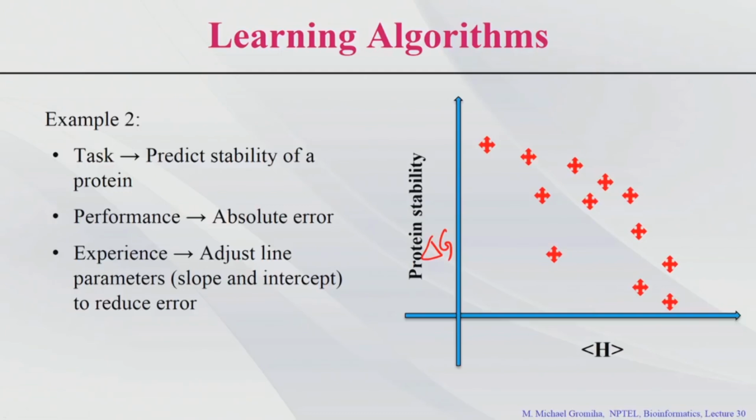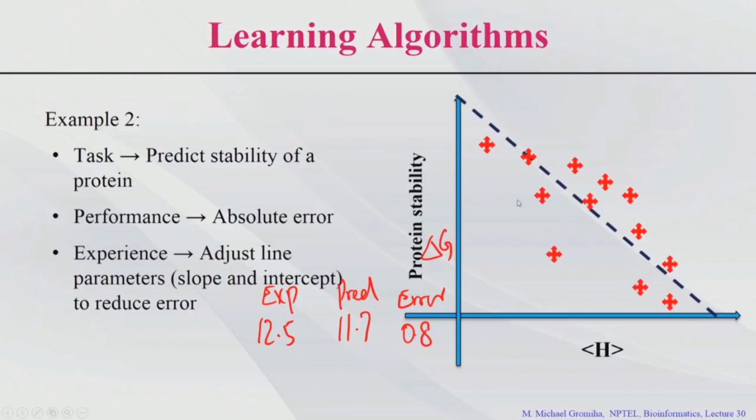For example, if the actual value is 12.5 and the predicted one is 11.7, what is the error? 0.8. This is the experimental, this is the predicted, and this is the error. So, now how to reduce the error? For example, if I put a line here, what is the average error? From this line, here is the difference, here this is 0, here is another difference. See all the differences from this line, take the average, and you will get a number.